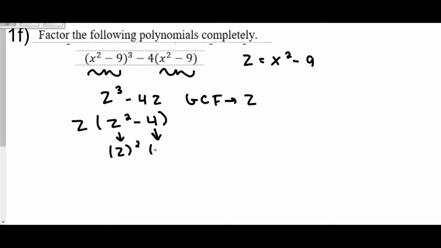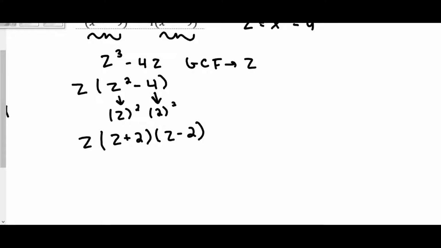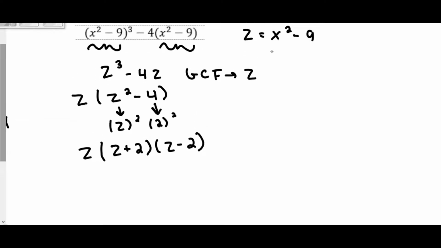Z squared and 2 squared. So when we factor this with DOTS, we're left with, don't forget the z, you always have to bring it down, z times z plus 2, z minus 2. We're not done. The question was given to us in terms of x, so that means we have to give our answer in terms of x. So now we're just going to go the other way. Everywhere we see a z, we're going to substitute back in x squared minus 9.